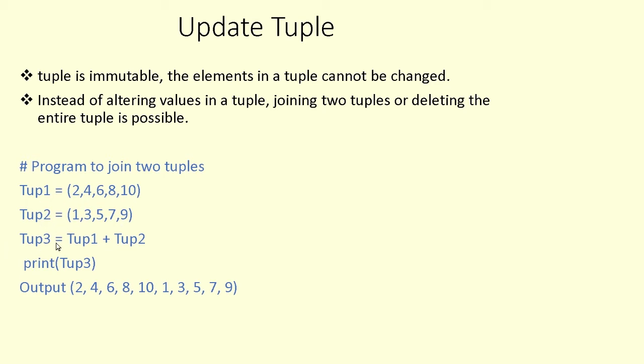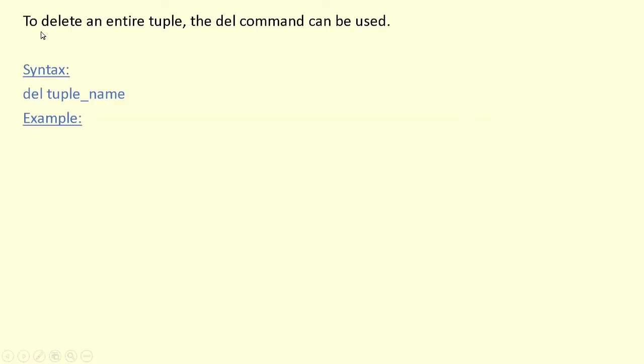How to join? Tuple 1 with some values, tuple 2 with some values, and for tuple 3 I am giving tup1 plus tup2. So what happens? Just like string concatenation, it simply joins the elements present in the two tuples, and it will be stored in tuple 3. If I give print of tuple 3, all the elements will be printed. So now tuple 3 is holding all the elements which are present in both the tuples.